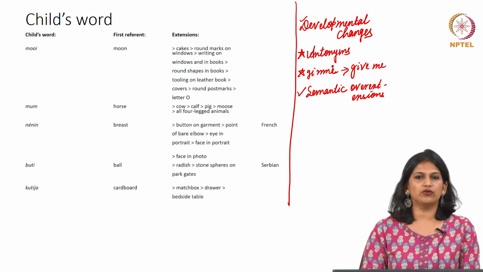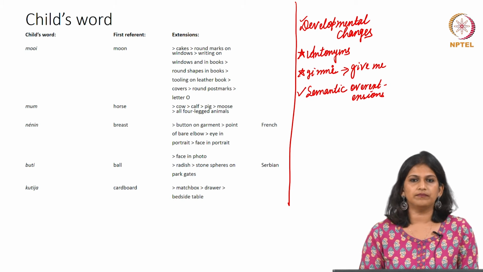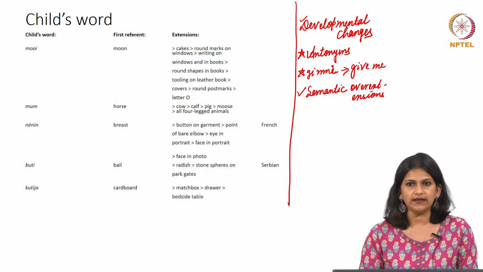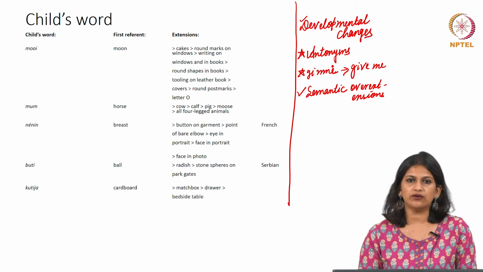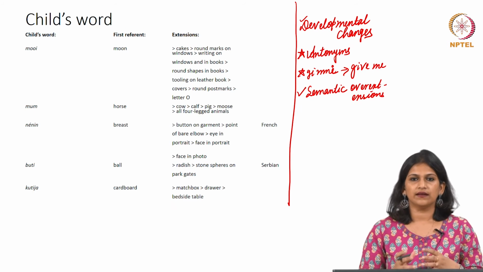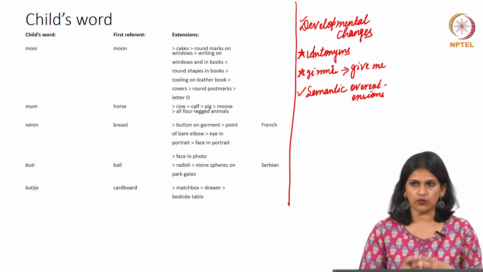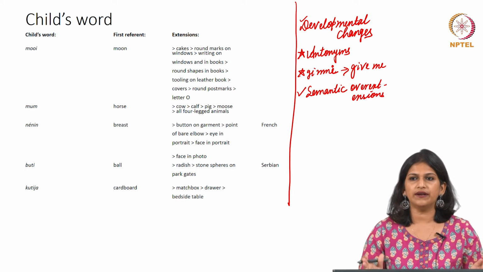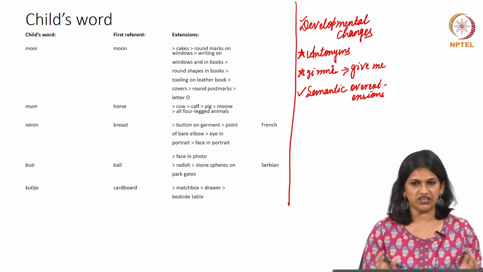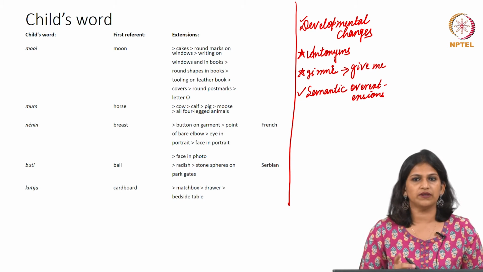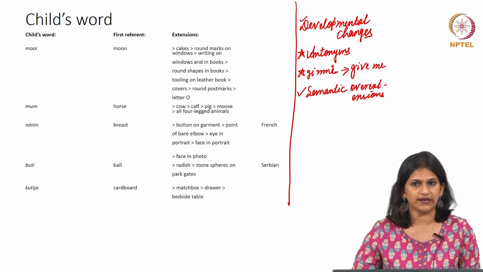So what is semantic overextension? And we will see whether this is systematic or random. When you say semantic overextension, it means the meaning of a particular word has gone beyond its semantic boundary. Generally, children associate one word with multiple referents. So that is what we call semantic overextension.